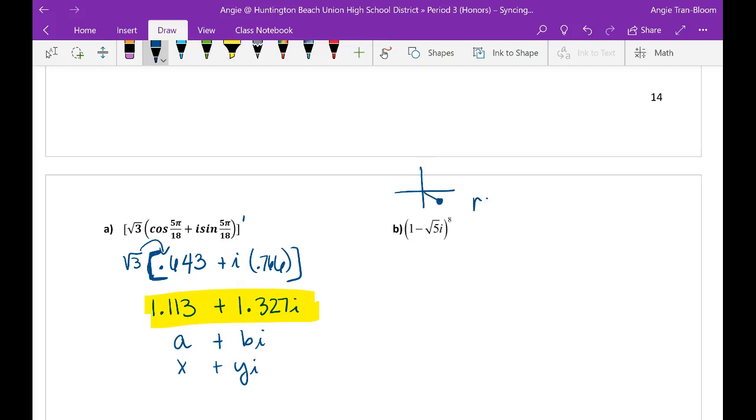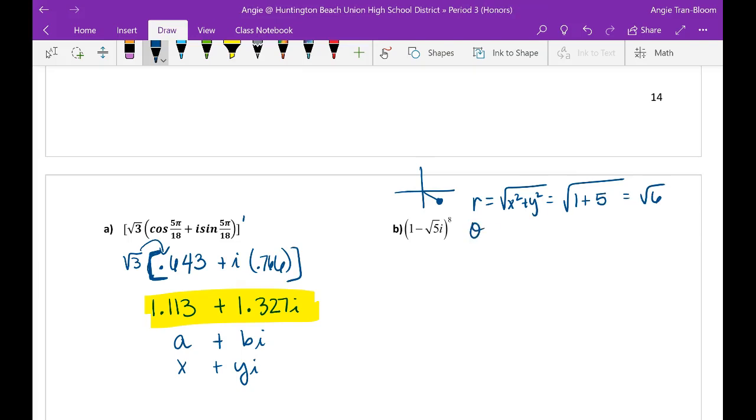Let's find the radius. Radius is the square root of x squared plus y squared. X is going to be 1, and 1 squared is 1. Y is negative rad 5, and negative rad 5 squared is 5. So this is the square root of 6.